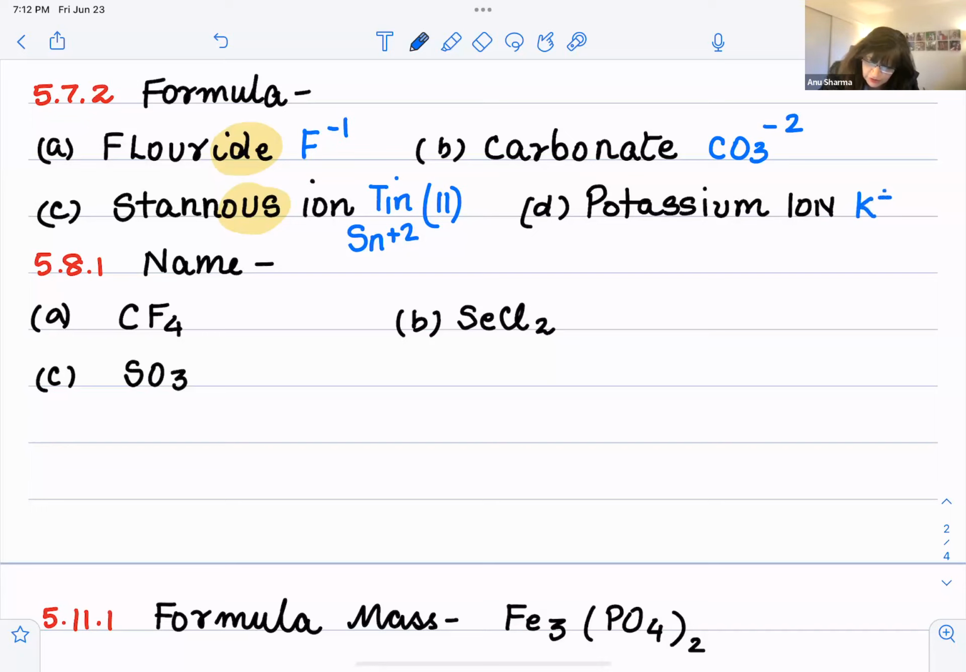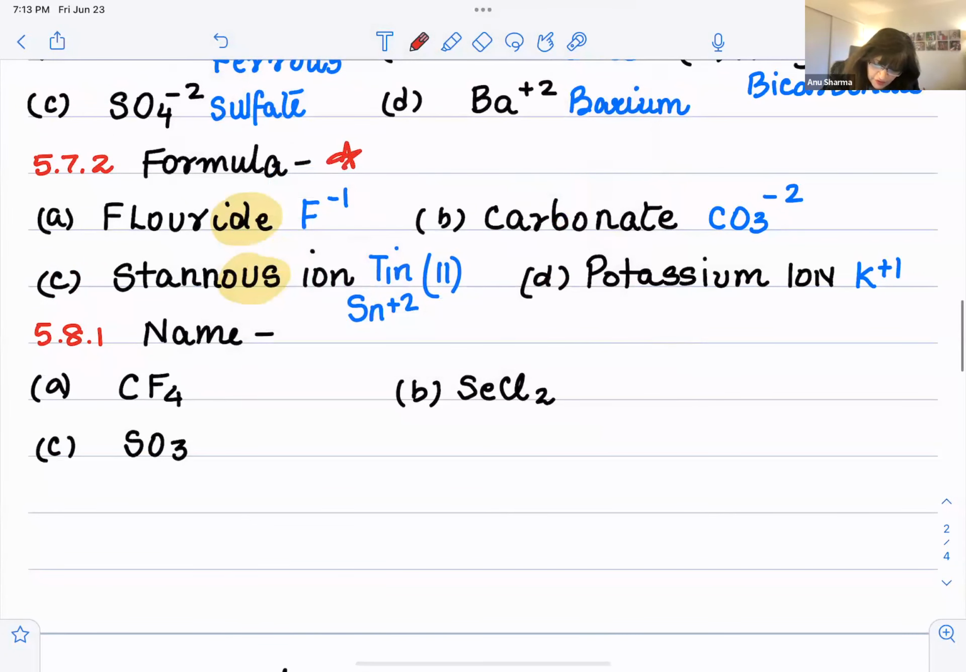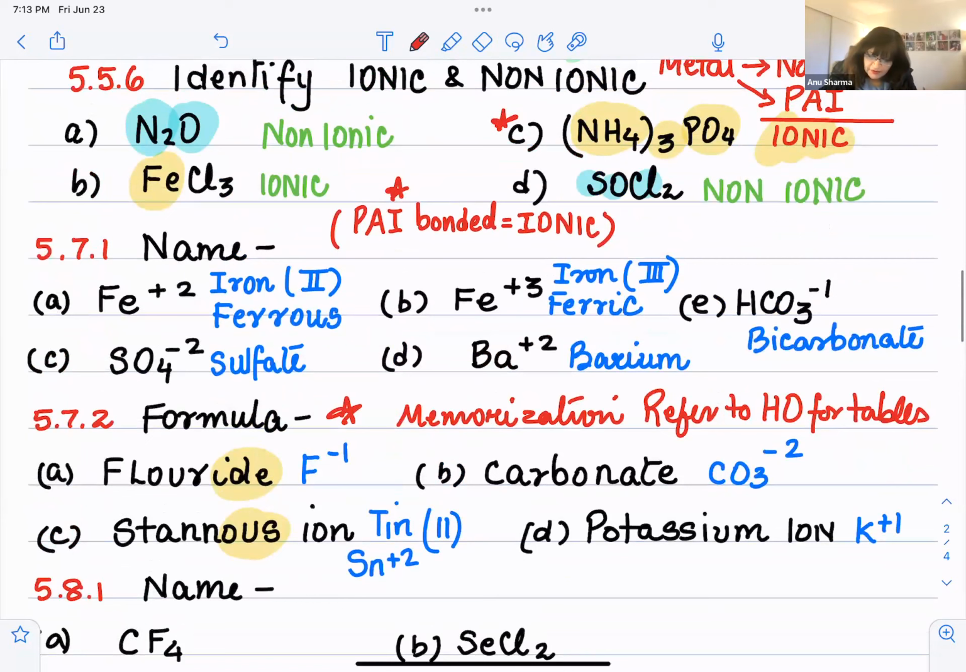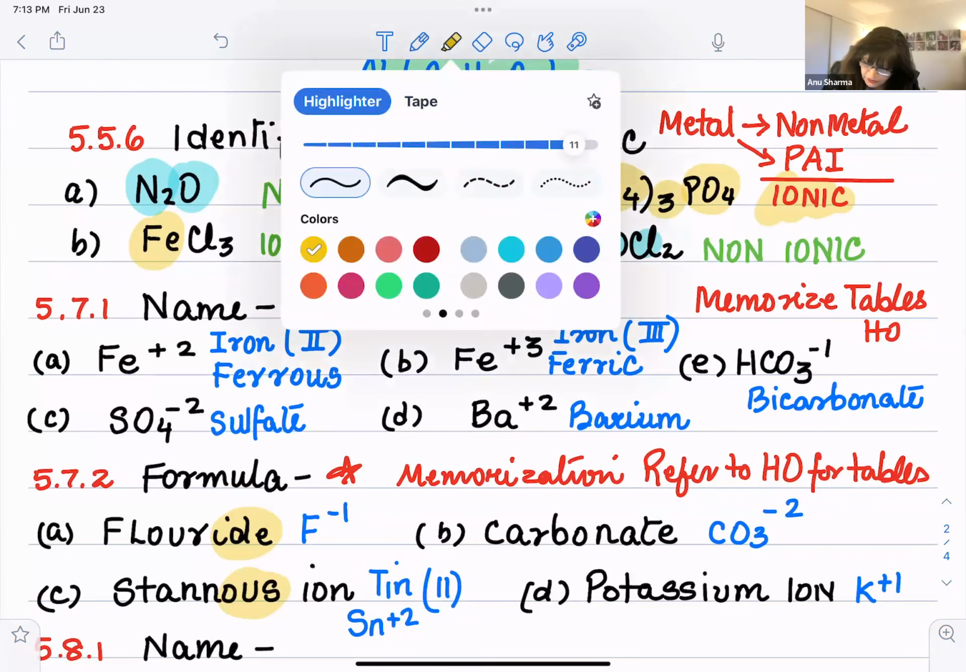Potassium ion has a +1 charge, group 1A. I'm going to make a note of how to answer these questions: these are based on memorization. Refer to the handout for the tables, and you just have to memorize them. Same is the case here, also memorization. Memorize the tables in the handout on polyatomic ions.